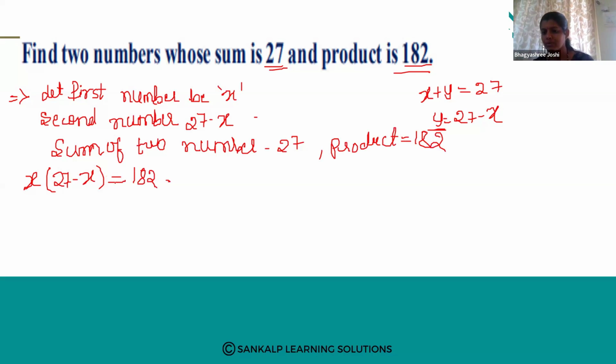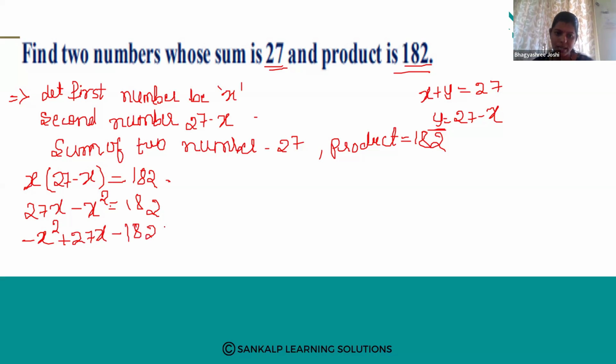Right? Now, 27x minus x square is equal to 182, right? So minus x square plus 27x. Transfer this 182 to this side. You will have minus 182 is equal to 0.